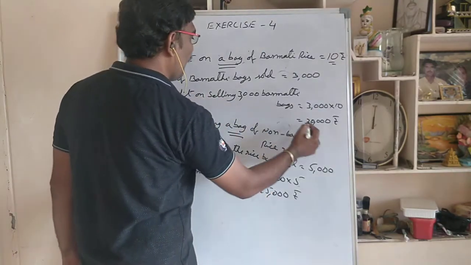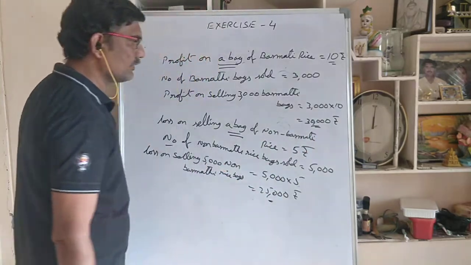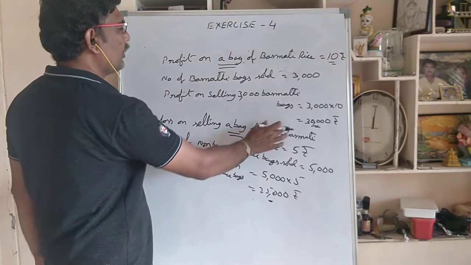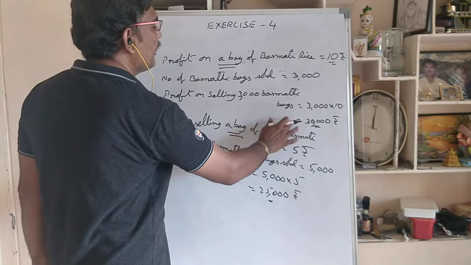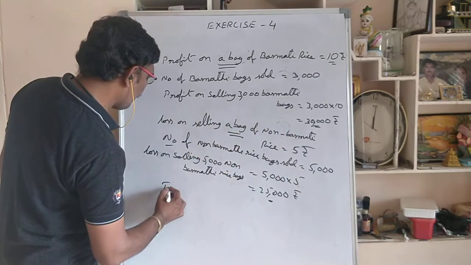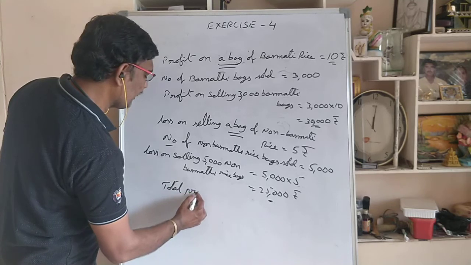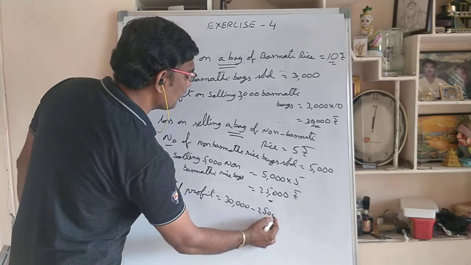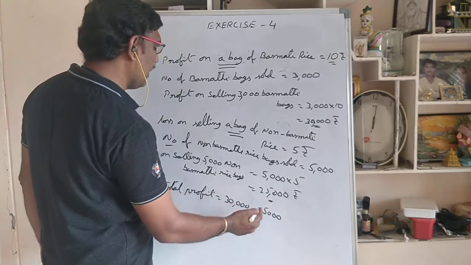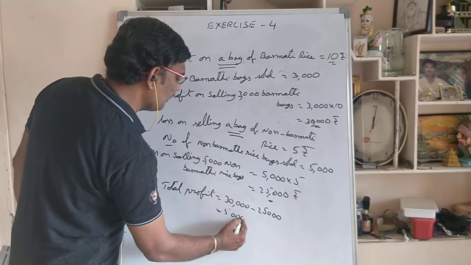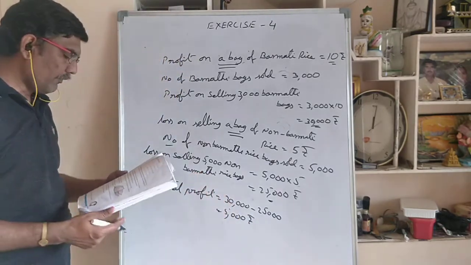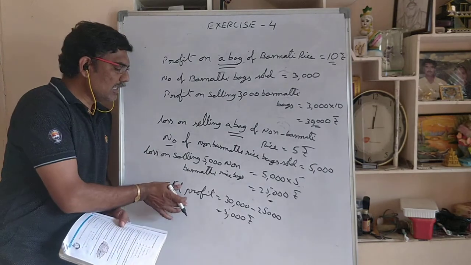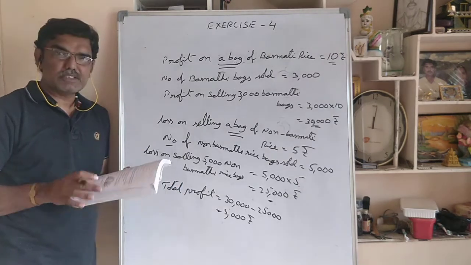Total, see here, profit 30,000, loss 25,000. So, is profit more or loss more here? Profit is more. So, do subtraction. That is total profit. Total profit means 30,000 minus 25,000. Why did you keep minus here? Because of loss. If you subtract, how much will you get? 5,000 rupees he got as profit. So what he asked, what is his profit or loss in a month? In that month, he got 5,000 rupees profit.